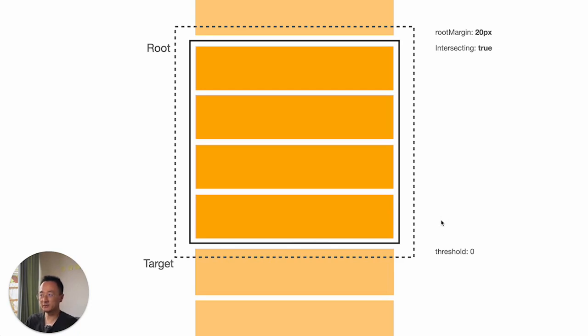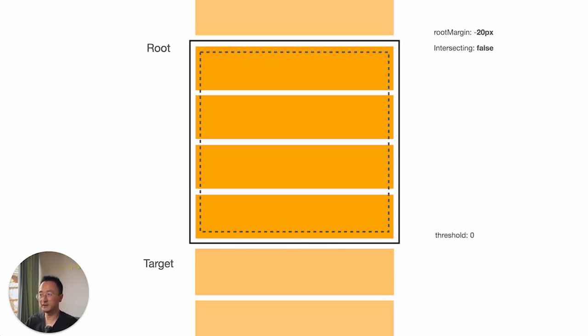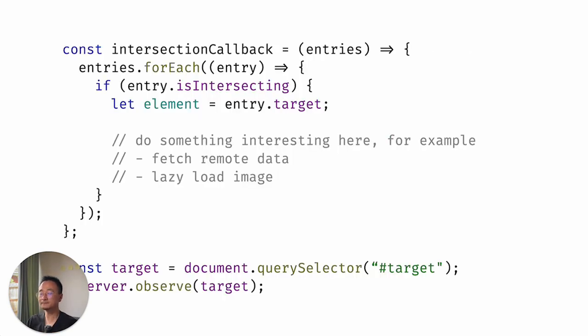That's because we already have the margin of 20 pixels. And similarly, you can set the margin as a negative value. That means it shrinks the area. For example, you can set it at minus 20 pixels, and when you scroll, it will trigger only when it reaches over the border and gets to the actual dashed line here. But that's pretty much about the core concepts here.